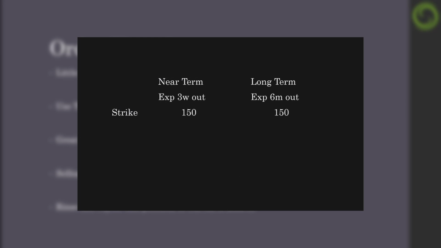Let's say we have a near-term option that's expiring about 3 weeks out, and we'll say the strike is at 150. We also have a long-term option that's expiring 6 months out, and the strike of that one is also at 150. Obviously, the near term, we want to sell that position, so we'll have a -1 here, indicating that we sold that position. For the long term, we bought that, so we have a +1 there. We own that, and we sold the near term.